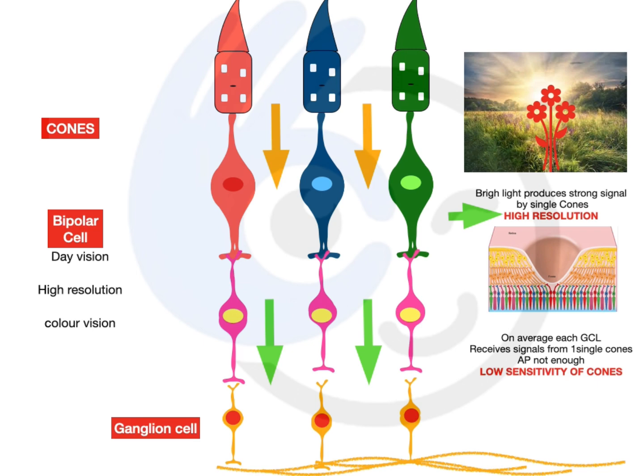But on average, each ganglion cell receives signals from a single cone, so their action potential is not enough. That's why the cones have low sensitivity. This is the reason why you are not able to detect color in the dark.